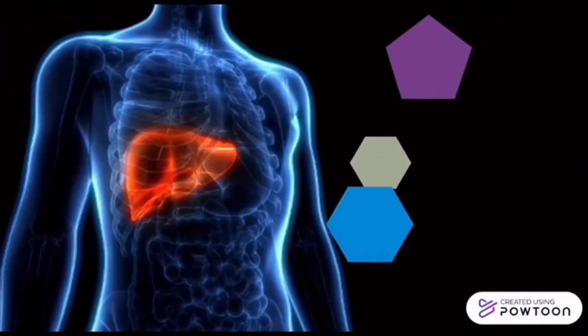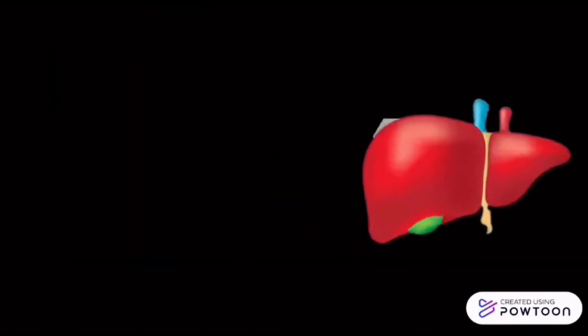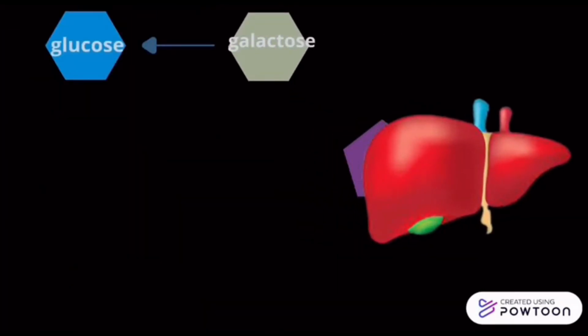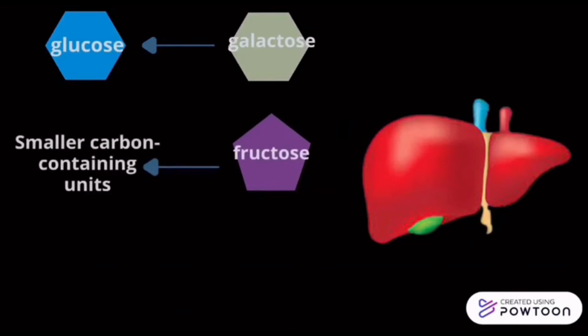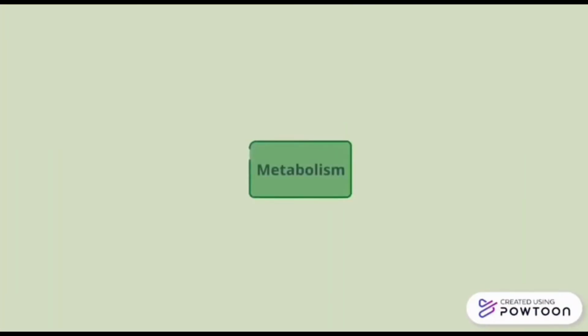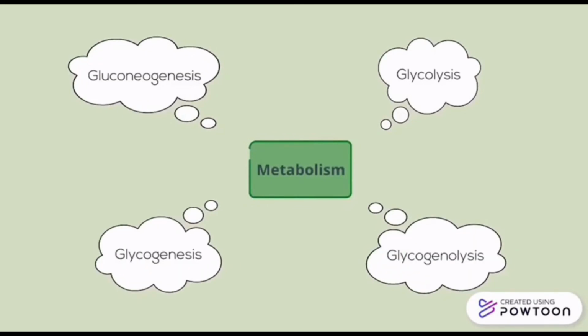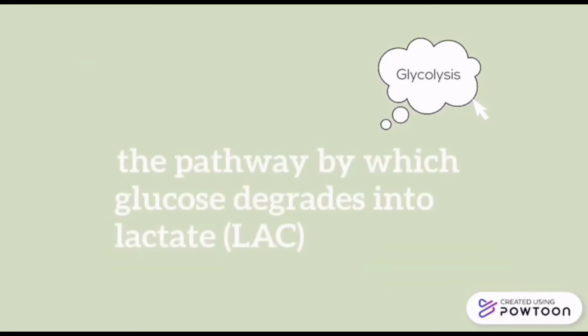The liver is the first organ to receive glucose, fructose, and galactose. The liver takes them up and converts galactose to glucose, breaks fructose into even smaller carbon-containing units, stores glucose as glycogen or exports it back to the blood. Metabolism of carbohydrate includes glycolysis, gluconeogenesis, glycogenolysis, and glycogenesis. Glycolysis is a pathway by which glucose degrades into lactate.